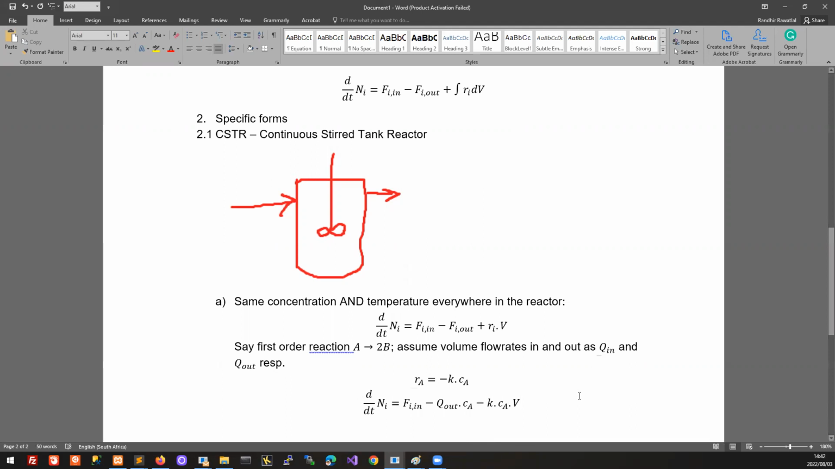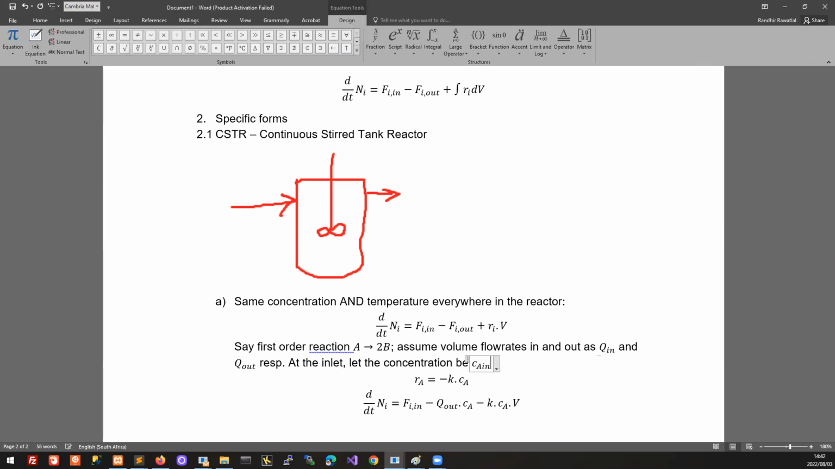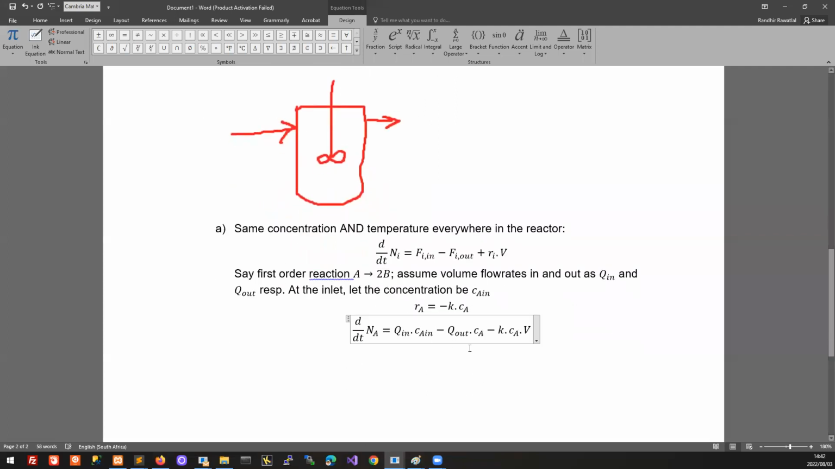And then maybe we also have at the inlet, let the concentration be CA in. So I guess we've switched to component A now. And so the inlet molar flow rate is going to be Q in, and the inlet concentration is C sub A in. Okay, so now we have a much better equation to work with.